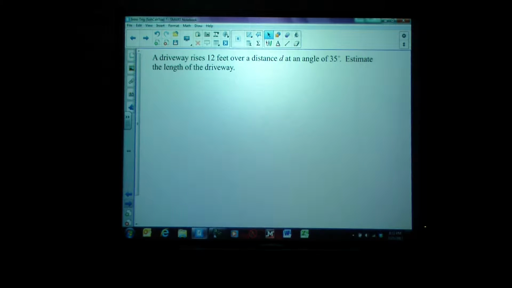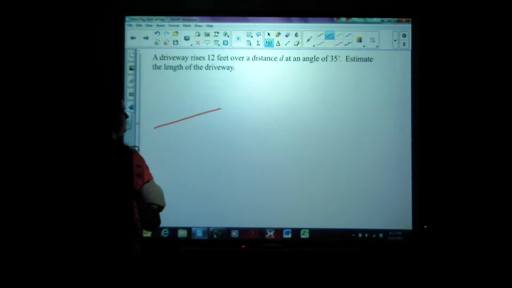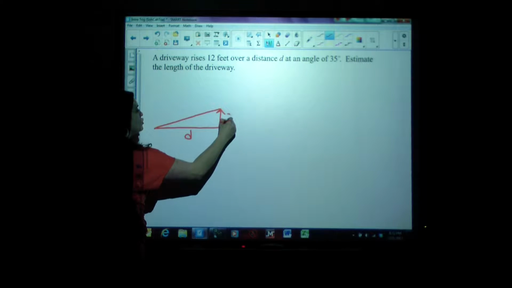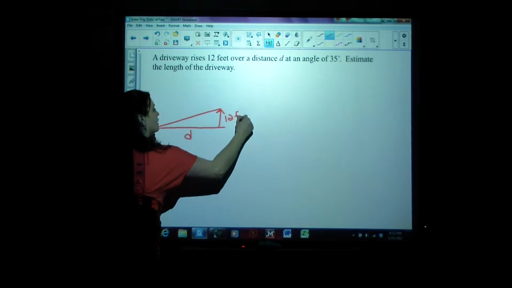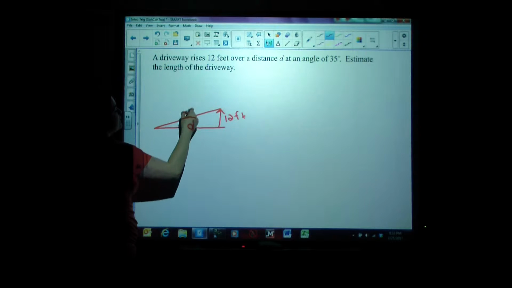D at an angle of 35 degrees. That was a lot of information in one sentence. Let's draw a picture. So there is a driveway. Over D feet, it goes up 12 feet. It rose 12 feet as it went D feet. Estimate the length of the driveway.